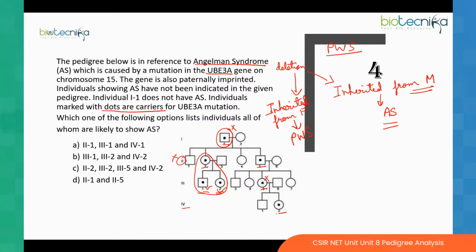Now what about in fourth generation? Again, 4 2 is having the mutation and she is getting it from her mother. Means she also has the potential of producing Angelman syndrome. So who all are likely to show Angelman syndrome? It will be 3 1, 3 2, and 4 2. So the answer will be option B.